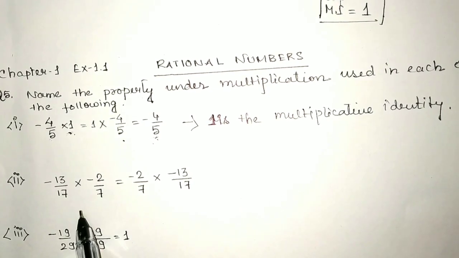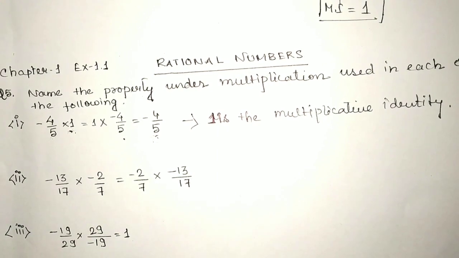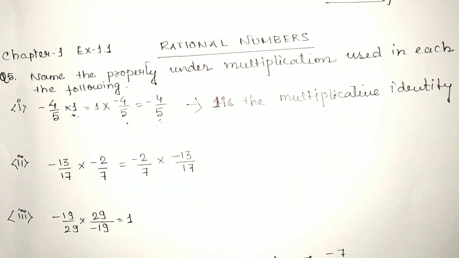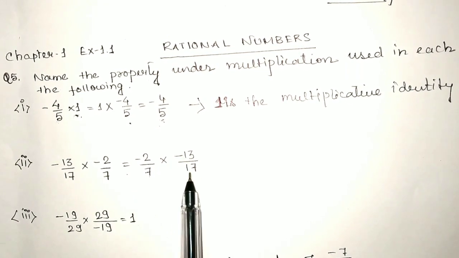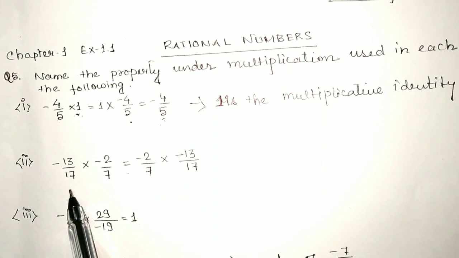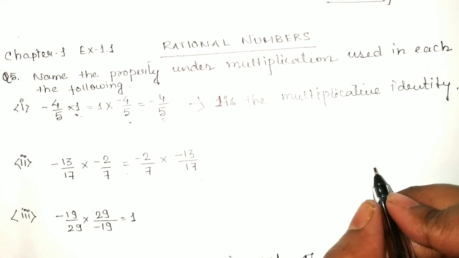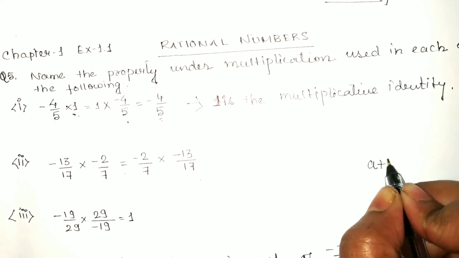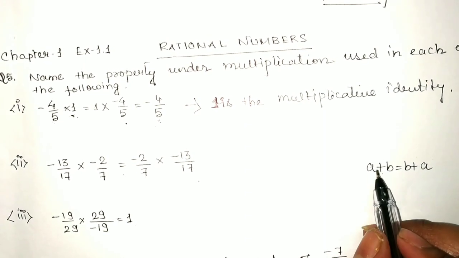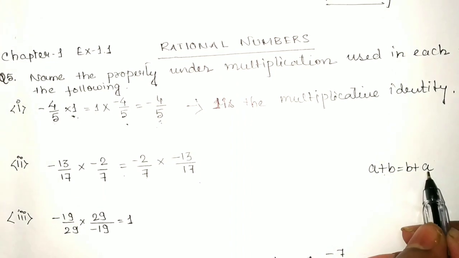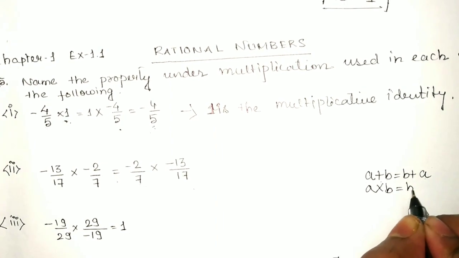Now coming to the next one, here we have minus 13 by 17 into minus 2 by 7 is equals to minus 2 by 7 into minus 13 by 17. Now which property is this? This is commutative property, because we have seen in commutative property that numbers can be arranged in any order. See here, a plus b can be written as b plus a, or if the multiply sign is there, then a into b is equals to b into a.